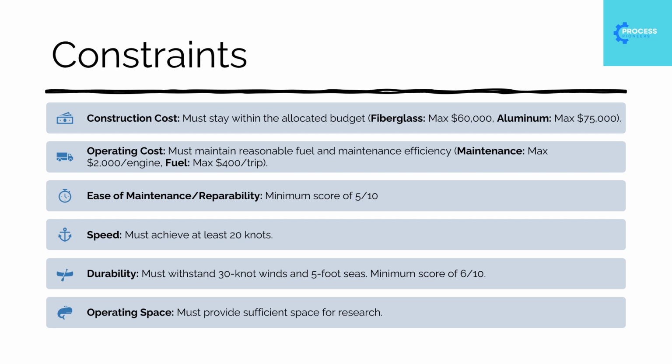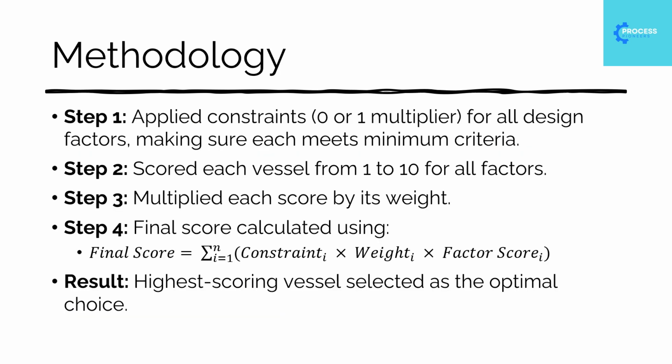The speed is a 1 if the vessel can hit 20 knots. Durability, the aluminum is preferred for impact resistance. It's a stronger material, and fiberglass can blister. So here it is a 6 out of 10 we're assigning. And then for the operating space, a 1 is if there is enough deck space for research for everyone on the vessel. Now we're going to be applying our methodology to find the optimal vessel.